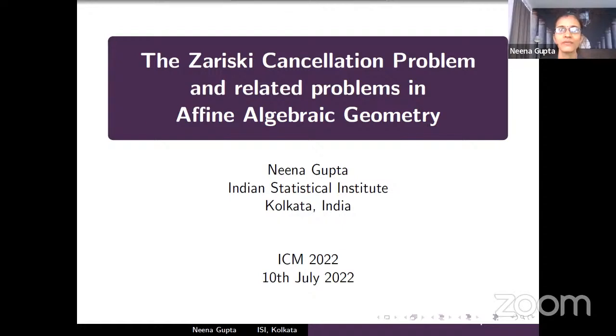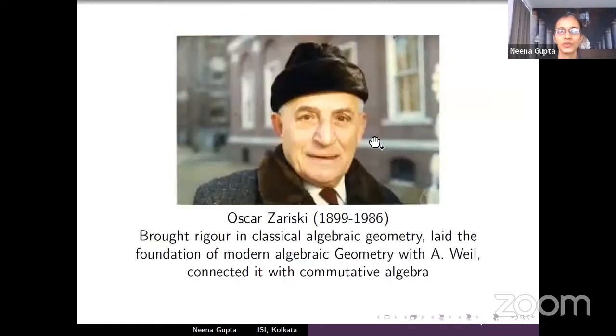And so to have some feeling of the ICM, I will talk upon the Zariski's cancellation problem and some problems which are related to this. We first begin with a picture of Professor Zariski. He was born in Russia and he studied in the Italian School of Geometry and settled in America. He is known for bringing rigor in classical algebraic geometry and laying the foundation of modern algebraic geometry along with Professor Andre Weil, and also connecting it with commutative algebra. Many important results in the 20th century are due to him.